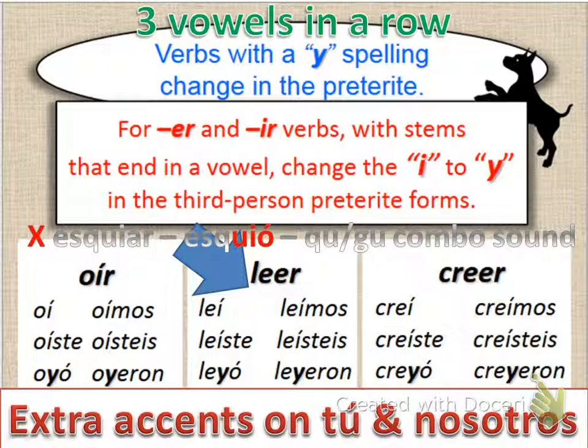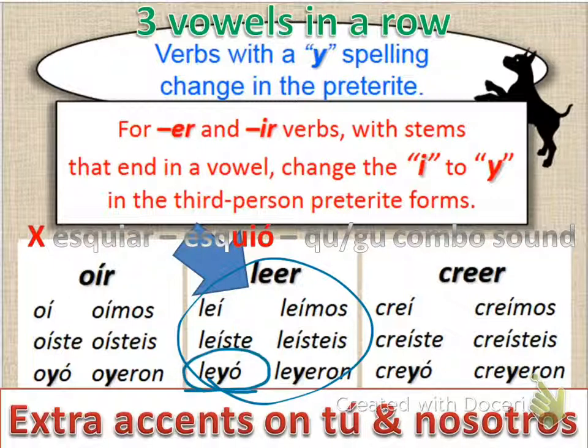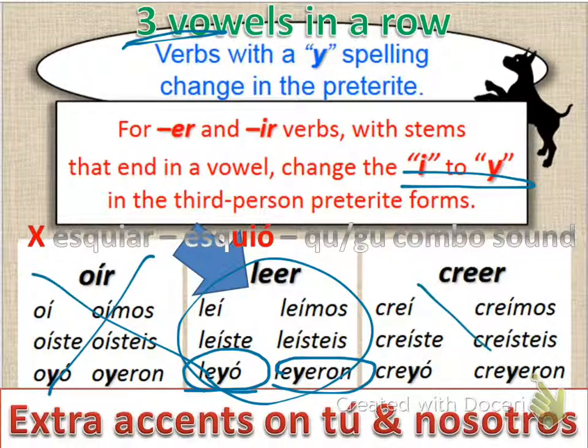Three vowels in a row will happen with a lot of different verbs. The only one that I want you to know for now is the verb leer. So leer will change once you add your endings to it, only on the bottom two forms, from i to y when you have those three vowels in a row. Know that there are other verbs that also do that. For now, you don't have to know them. There are more verbs that are i to y changes.